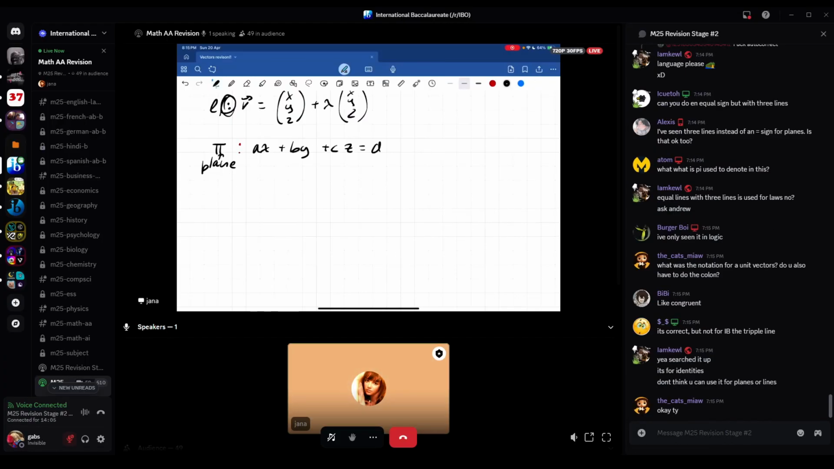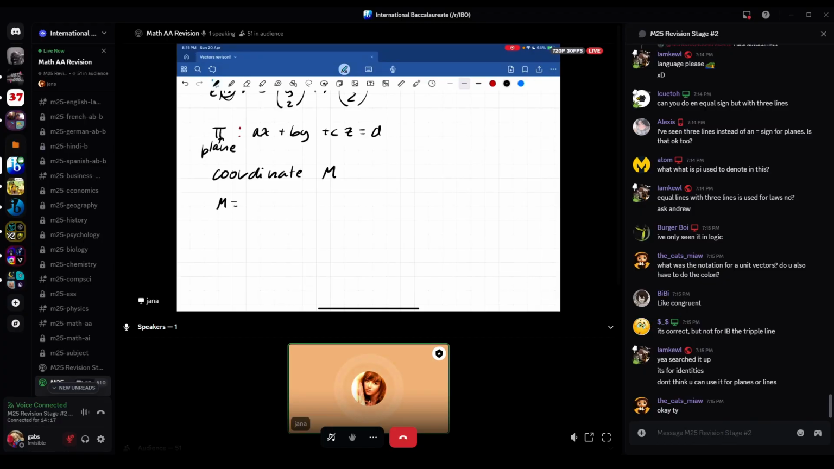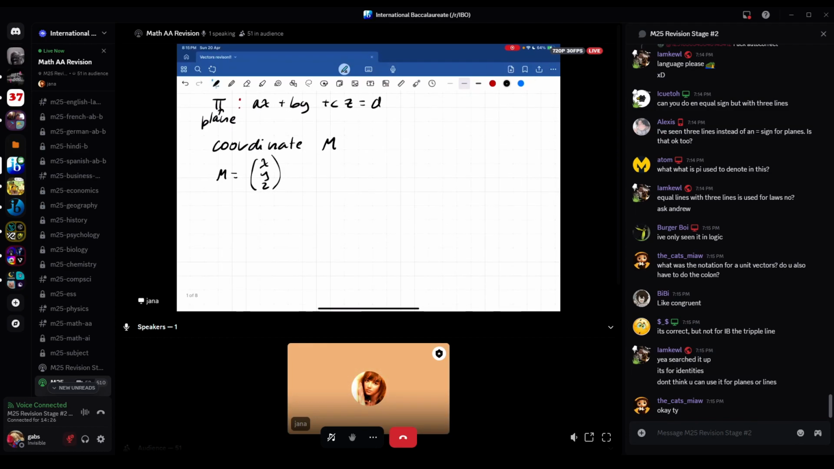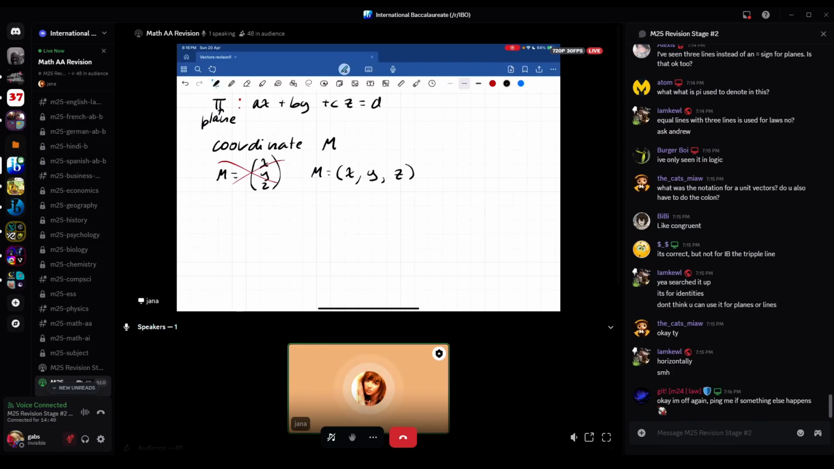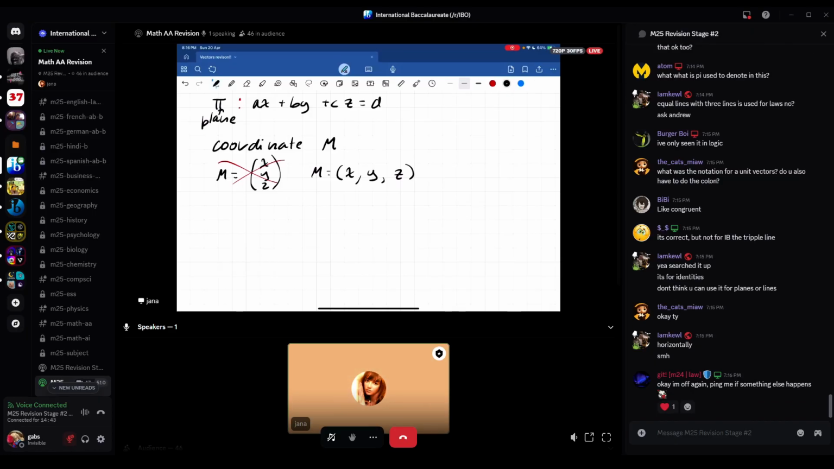Also, another point. If a question asks you for a coordinate, let's say the coordinates of point M, you can't do this. That's wrong. You're immediately getting marked down for that. You're not allowed to do that because you're giving them a column vector and they're asking for a coordinate. So you have to express it like this, because it's a coordinate and not a vector. Make sure you remember that. That's another important point you have to note.